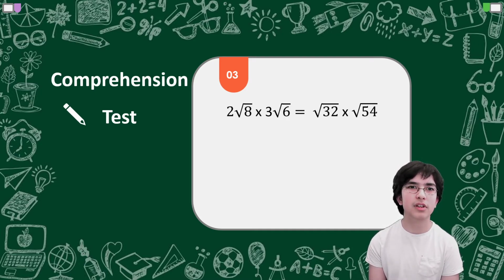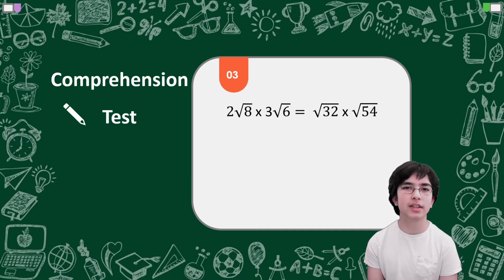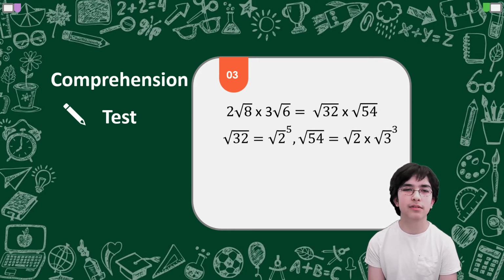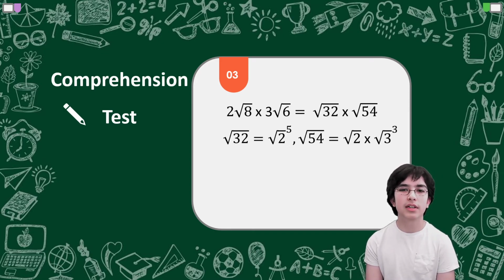And the same with 3. We multiply the square root of 6 by the square root of 3 twice to get the square root of 54. Then we separate the square root into the prime factors. So the square root of 32 is the square root of 2 to the power of 5, and the square root of 54 is the square root of 2 times the square root of 3 cubed.